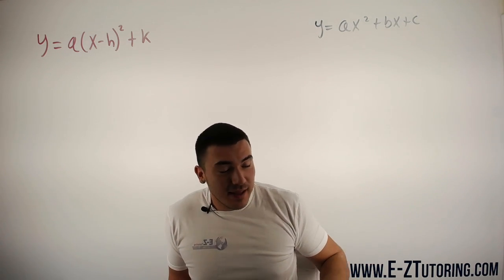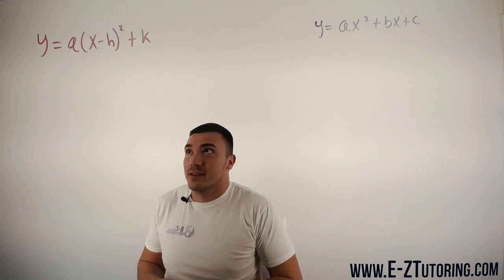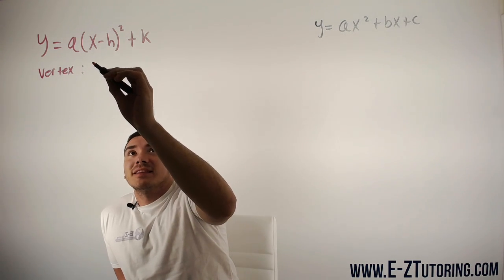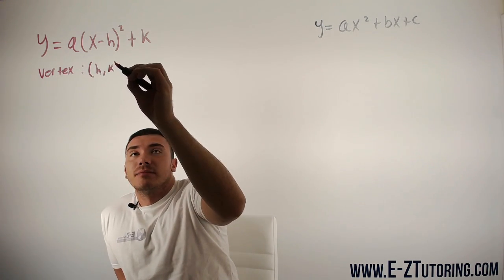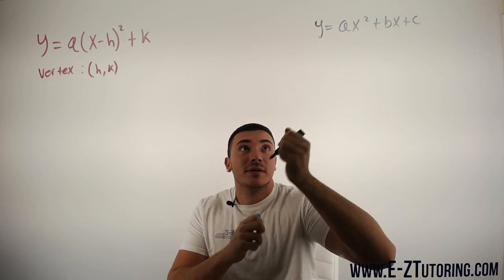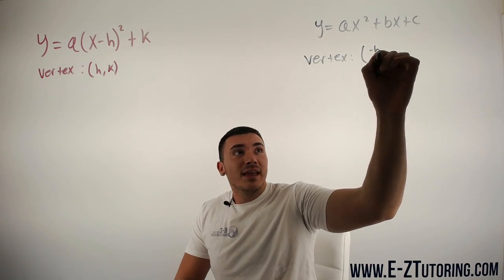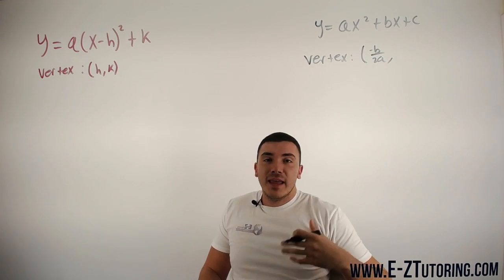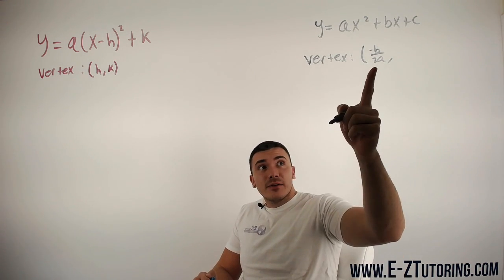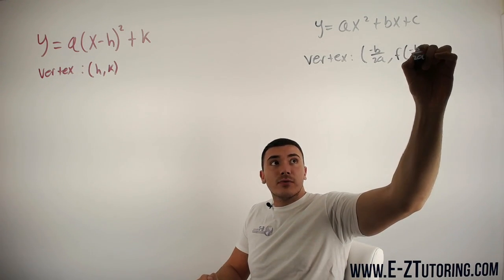So your first and foremost step when graphing a parabola is you need to find the vertex. And the vertex over here is (h, k). And the vertex over here in standard form is a little trickier. The vertex is negative b over 2a. And in order to find your y coordinate, all you need to do is take this value and plug it in. So I will say f of negative b over 2a.